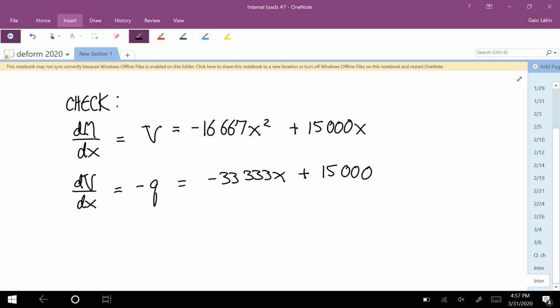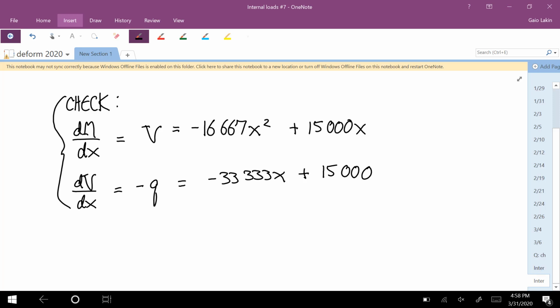And so these checks, you can always do these. It always has to be the case that dm dx is equal to v and that dv dx is equal to negative q. So you should get in the habit, especially on these complicated problems, of using those checks. One thing that might occur to you then is, well, do we have to go through all this if we know that one is the derivative of the other? Couldn't we just integrate? And you could do that.